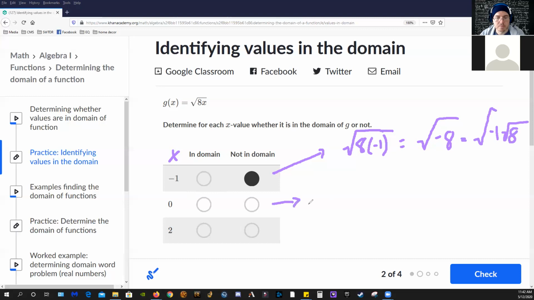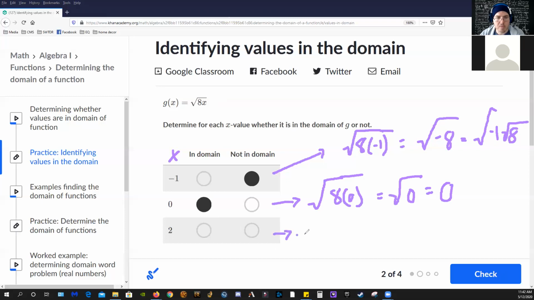So this one, the square root of 8 times 0. So that'd be the square root of 0. Well, 0 times 0 is 0. I'm okay with 0 being an answer. That's fine with me.